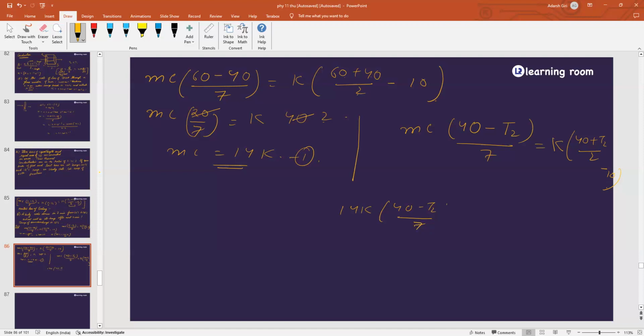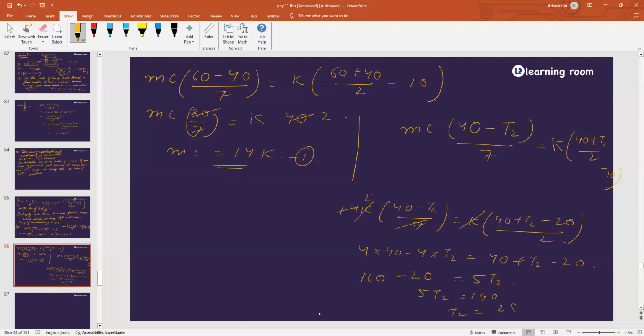I took the LCM. K cancels, right? Yes, sir. 7 times 2, and this 2 goes up. So 4 into 40 minus 4 into T2 is equal to 40 plus T2 minus 20, right? You have to find T2. So it will be 4 into 40, which is 160, minus 20 from here, and this minus 4 T2 and T2 goes this side, 5 T2. So 5 T2 is 140. T2 will be 28 degrees Celsius.